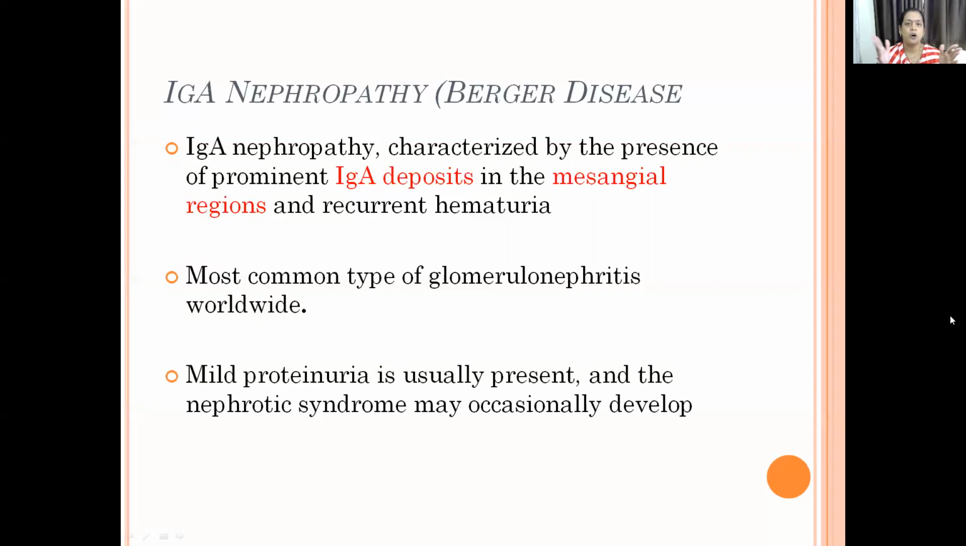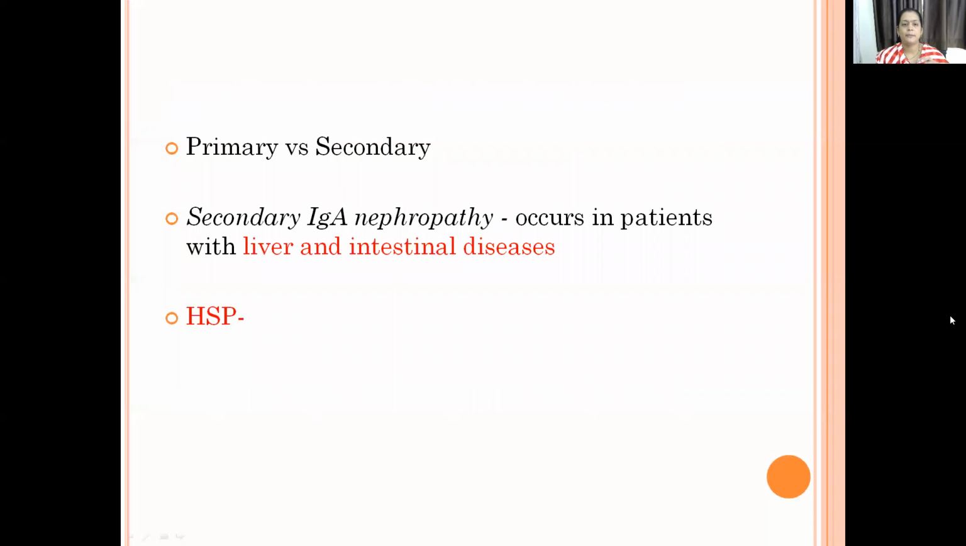Usually, I'm also discussing these under those headings. Age: all age groups can be affected, but usually it is seen in children and young adults. The most common type of glomerulonephritis worldwide is IgA nephropathy. The symptoms you see are mild proteinuria, which is usually present, and nephrotic syndrome may occasionally develop.